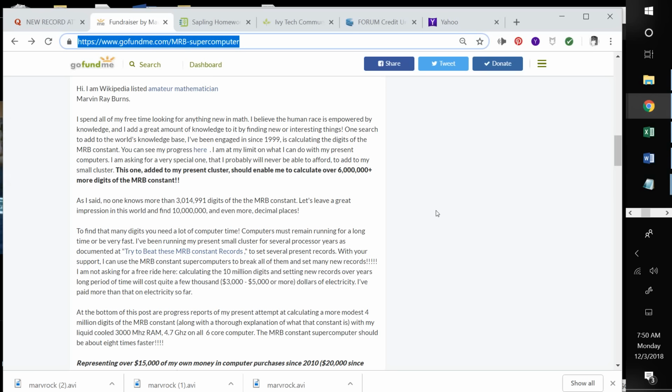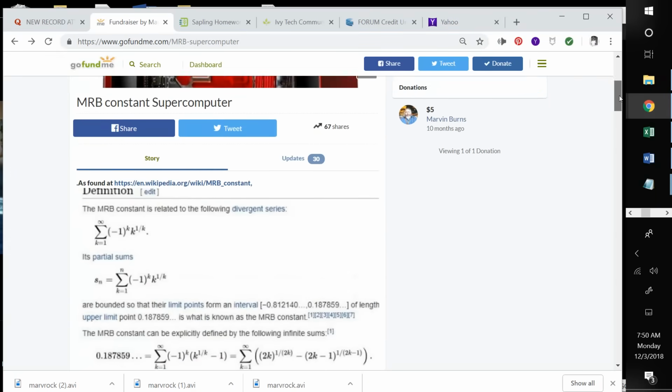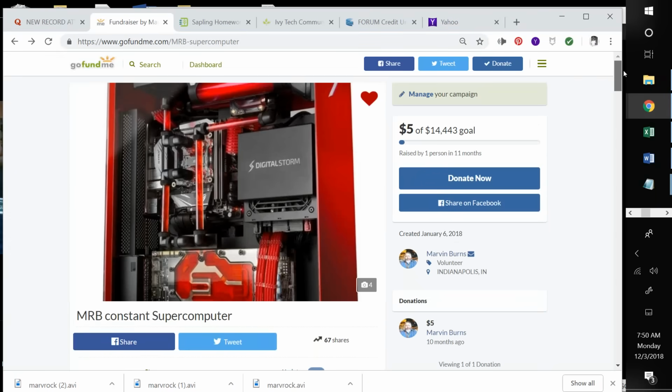I'm asking for a very, very special one that I'll probably never be able to afford to add to my small cluster. This one added to my small cluster should enable us to calculate over 6 million more digits than the 3 million that we've already computed. So I'm raising money for the MRB constant supercomputer.